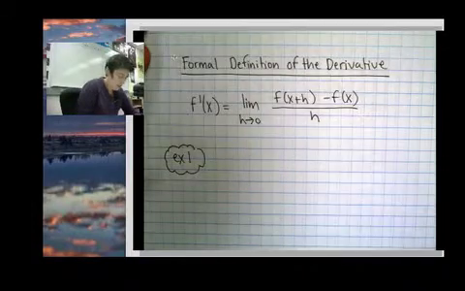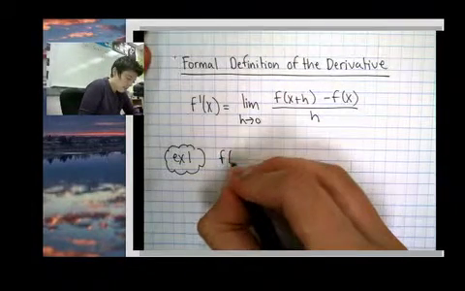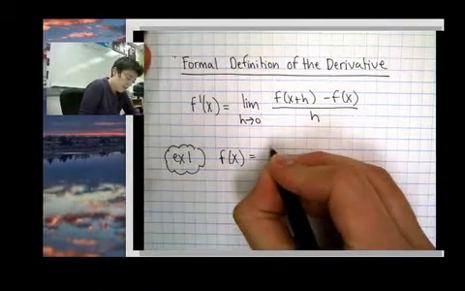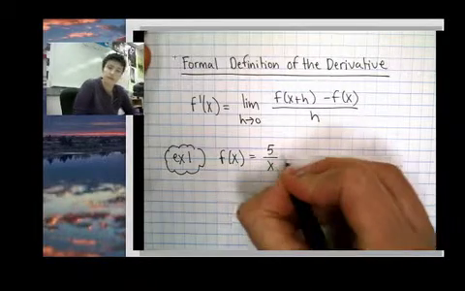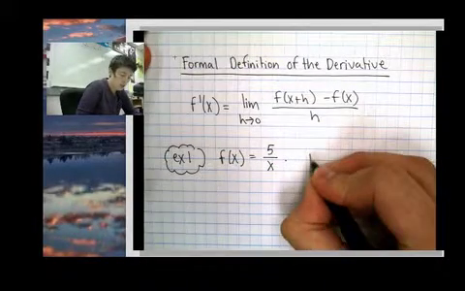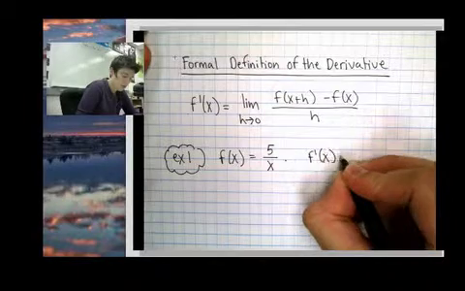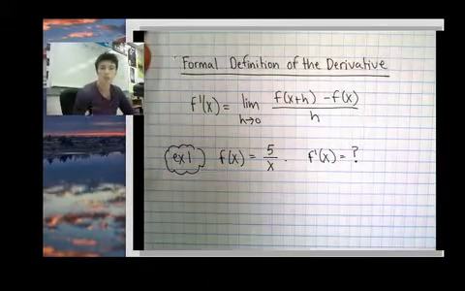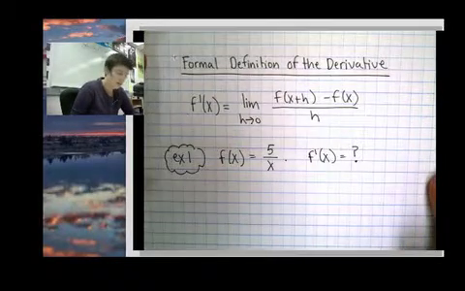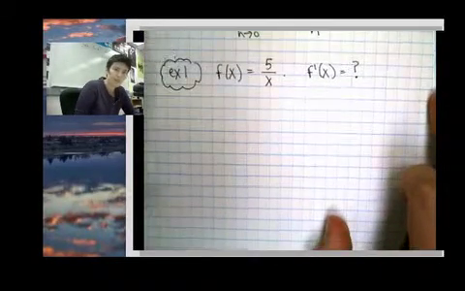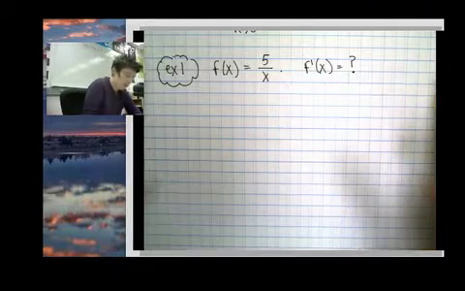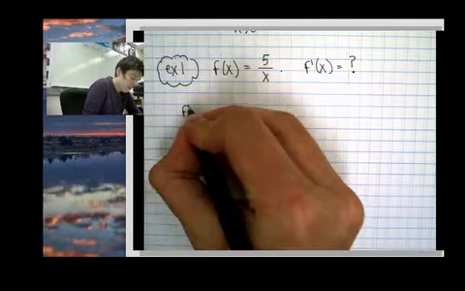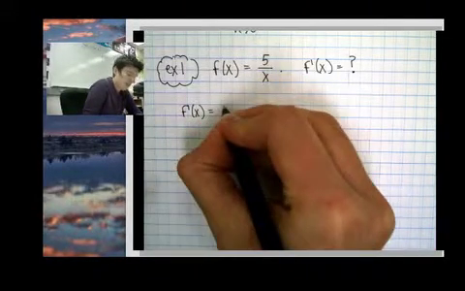So let's say we have f of x equals a fraction, 5 over x. And for some reason you want to know, what does f prime of x equal? What's the derivative? And we're going to find it using the limit process. So here's how you go about it. I'm going to move this up. You set up your formula. You say, okay, f prime of x is going to equal the limit as h goes to 0.